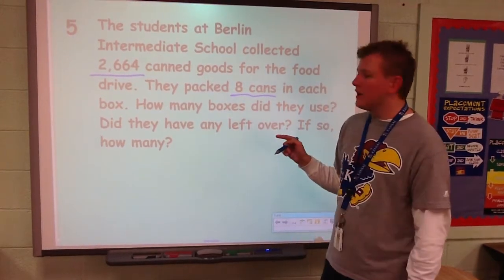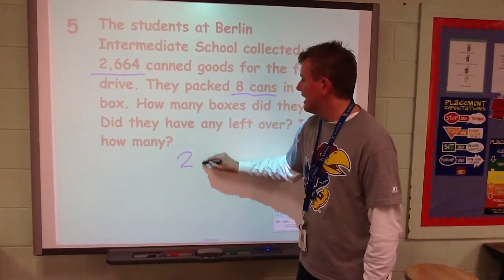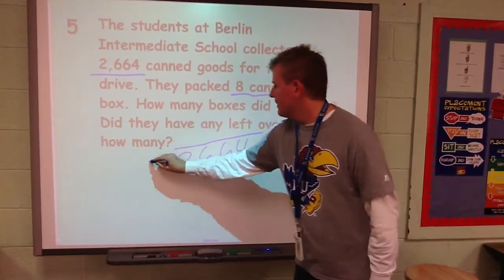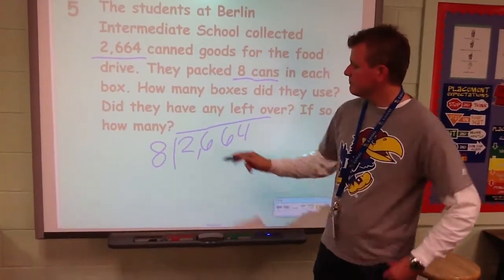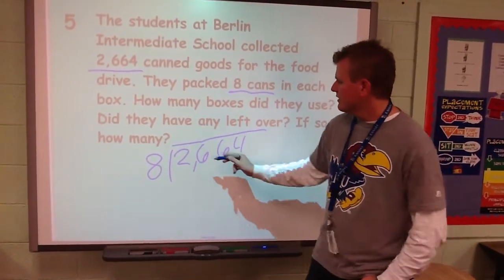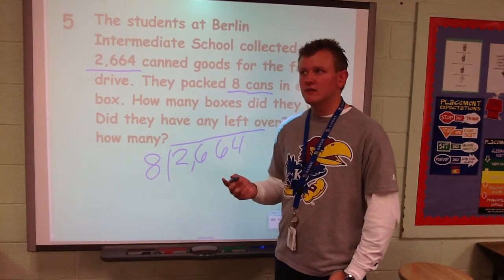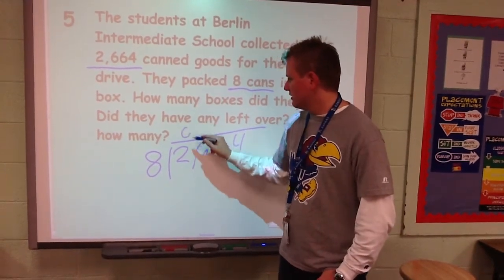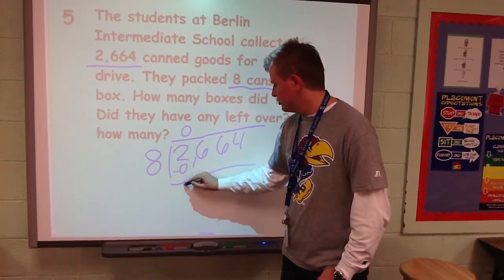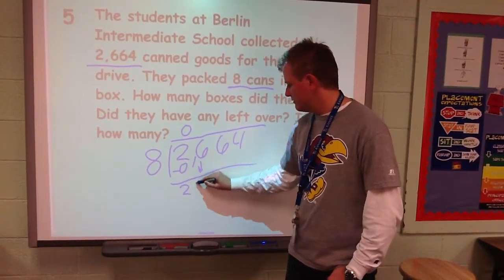All right? What I'm going to do is divide 2,664 divided by 8. All right? Because that will tell me how many they had in each box. Okay, you get it. 8 goes into 2 how many times? It doesn't, right? 0. 0 times 8 is 0. 2 minus 0 is 2. And I bring down my 6.